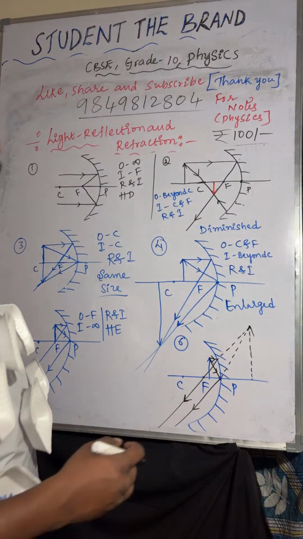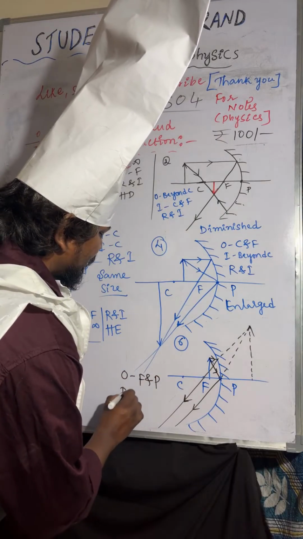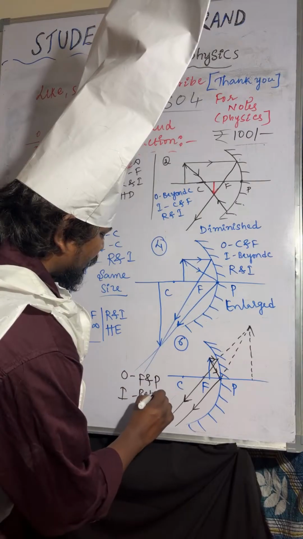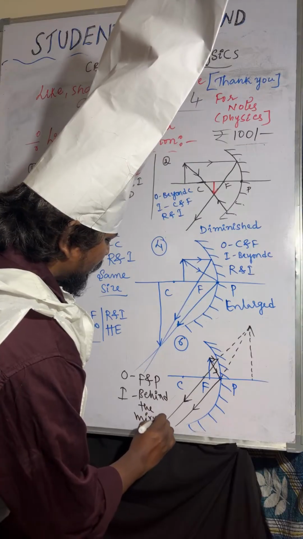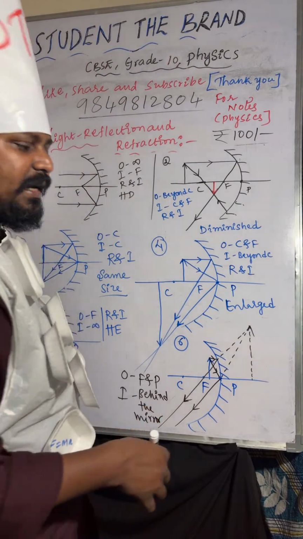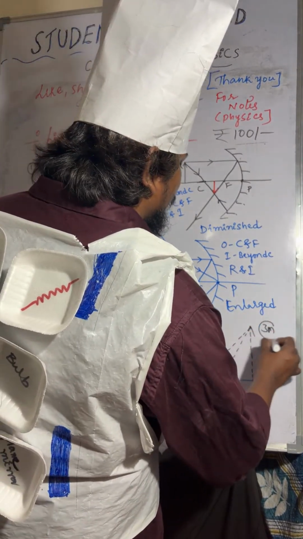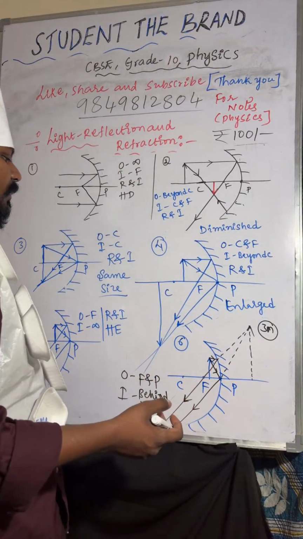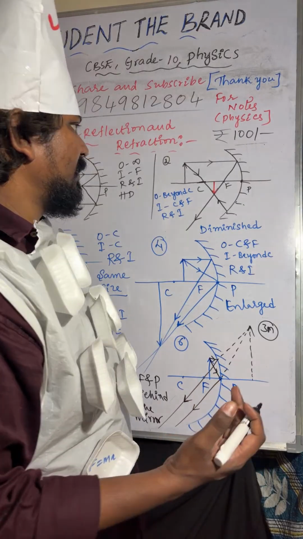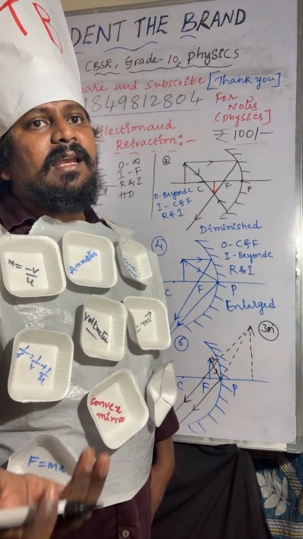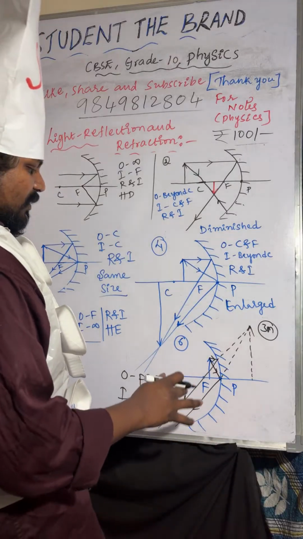Behind the mirror. The object is placed between F and P, and the image is formed behind the mirror. The nature of the image is virtual and erect. Actually, this is very important for a 3 marks question. There are applications, such as the shaving mirror, where we get a virtual, erect and enlarged image. So be careful, very important question.